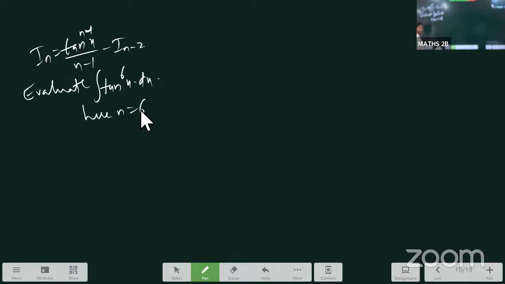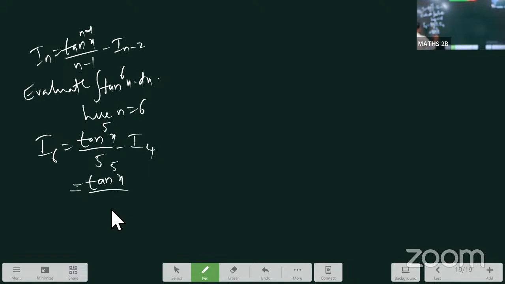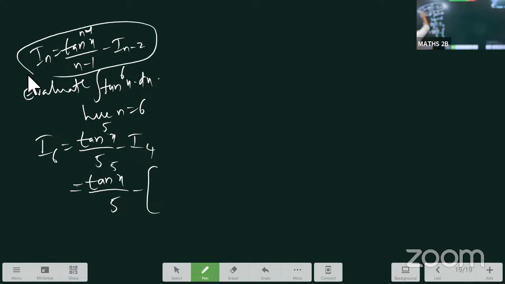Now evaluate integration of tan power 6x dx. So here n is nothing but 6. So that is I6 equals tan to the power 6 minus 1, that is 5, x by 5 minus I of 6 minus 2, that is I4. That is tan to the power 5 x by 5 minus I4. Again I4 means n equal to 4, you will put here only.